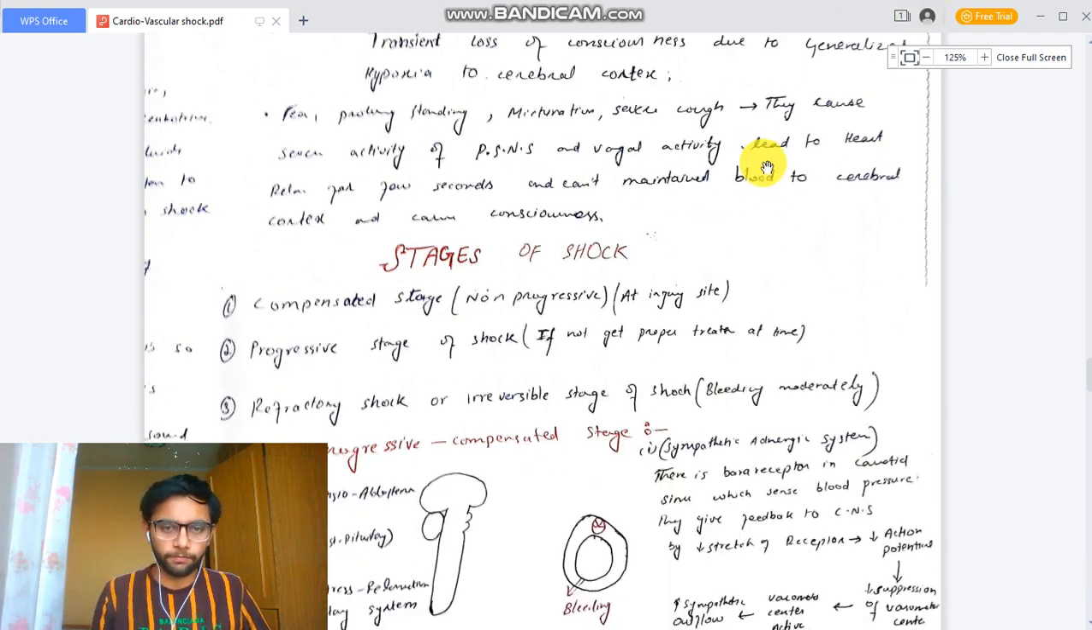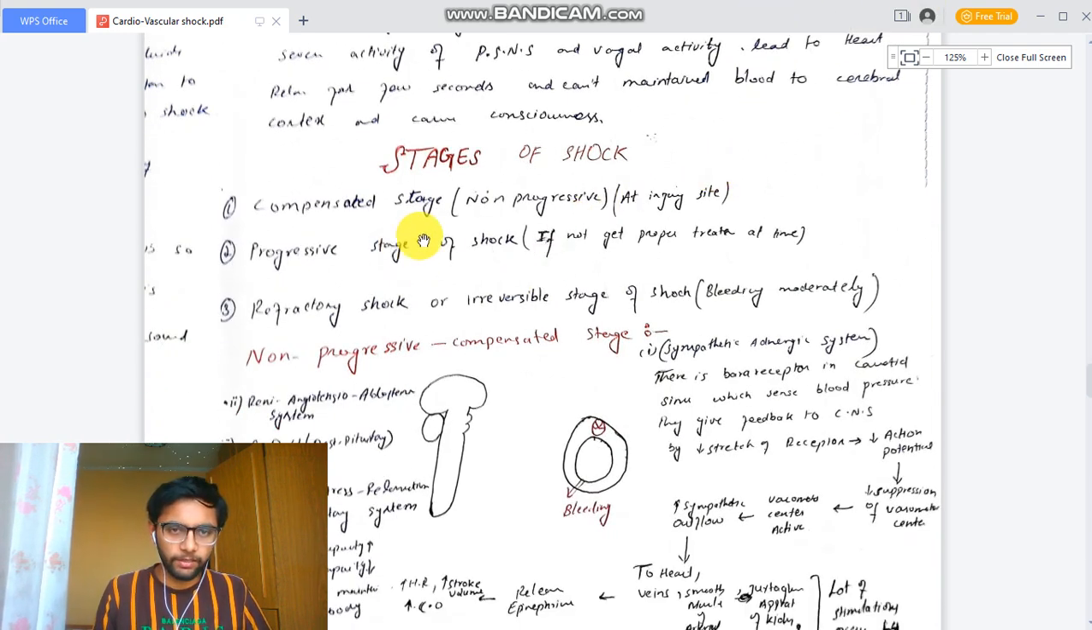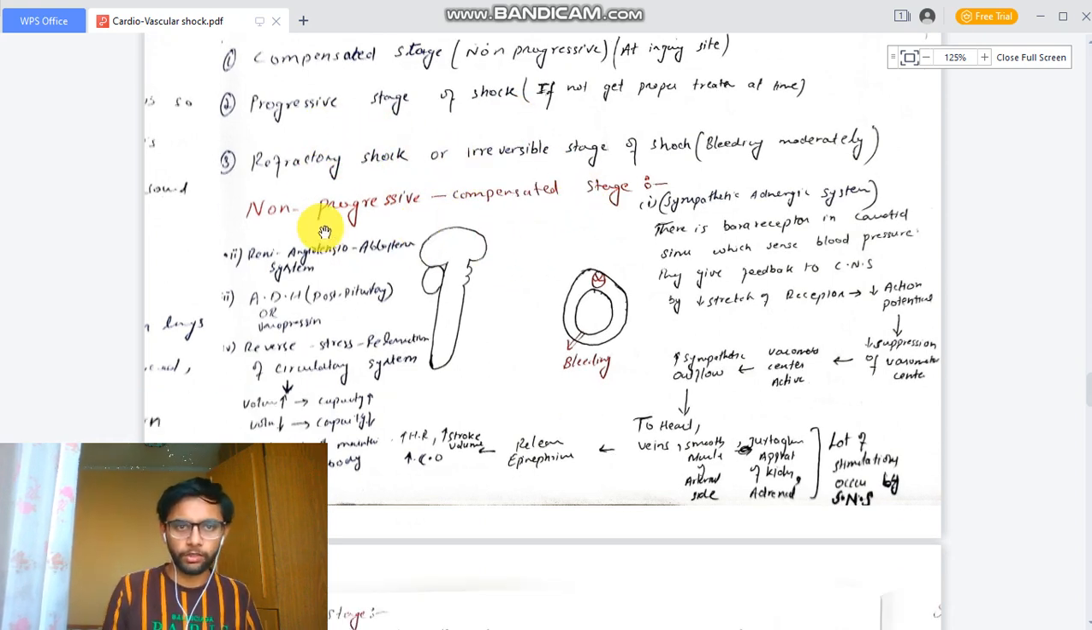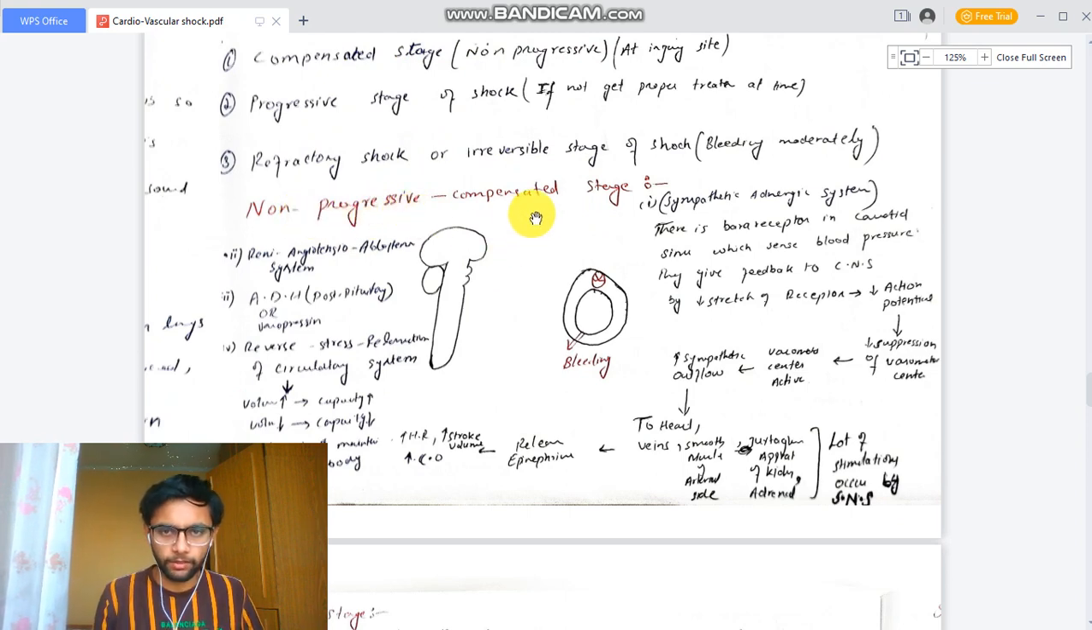So the stages of shock. The first stage is the compensated, non-progressive stage. Second, there is the progressive stage of shock. Third is refractory shock, or the irreversible stage. Now we will discuss the non-progressive compensated stage.